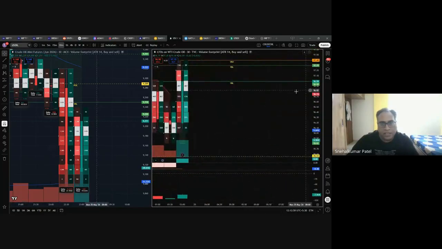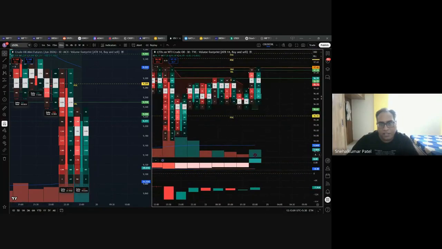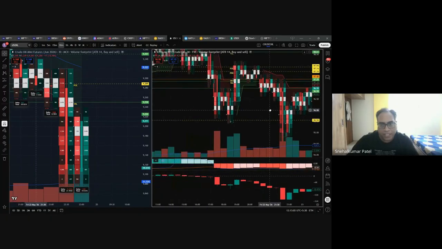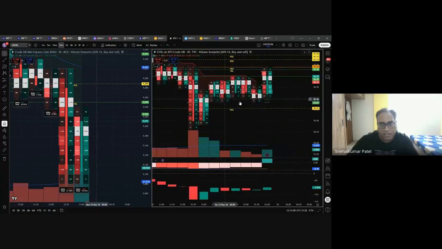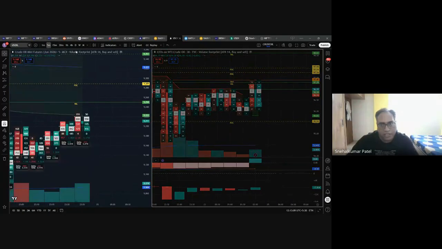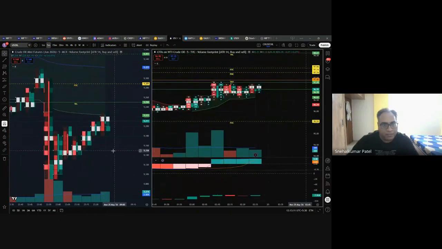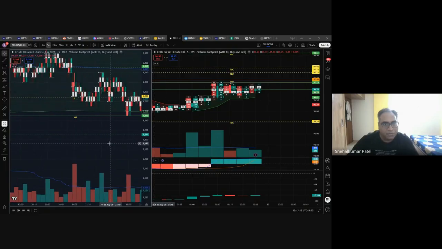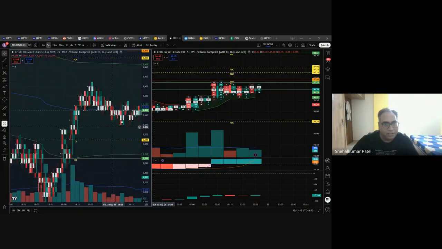And these labels are pretty accurate based on my experience. If you mark these labels accurately, then there is a high chance that you'll get a good trade. So price keeps moving around these levels.